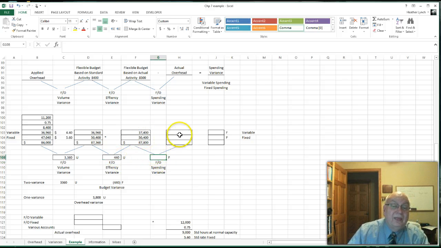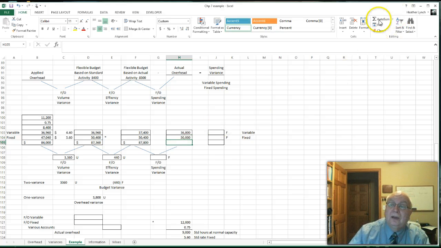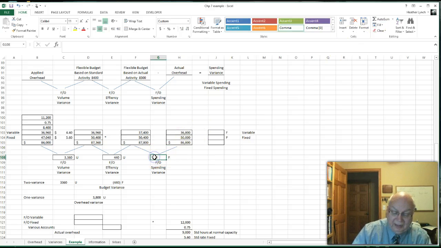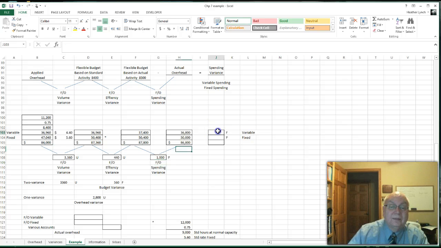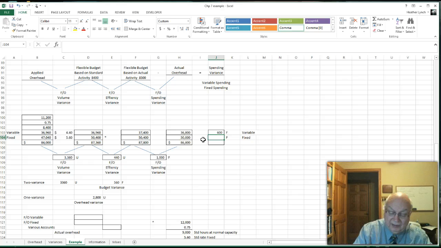Okay, this is what's given. This was 36,800 because that was given up above, and this was 50,000. So that's those two added together, which is equal to the ABS of 87,800 minus 86,800, or $1,000 favorable. Okay, this one is activity. Now this cell here minus the 36,800, and that's favorable because that one's smaller, and this is the same thing.